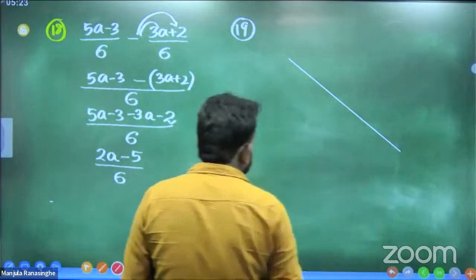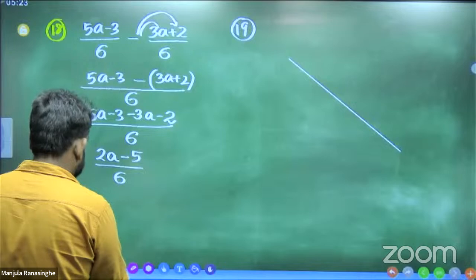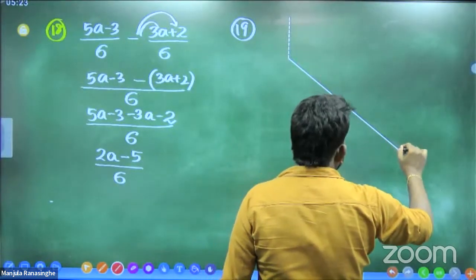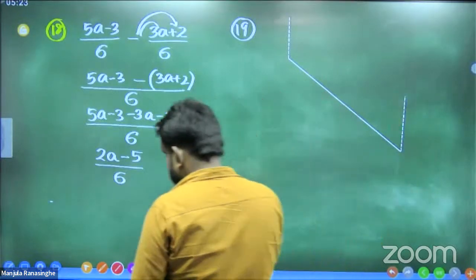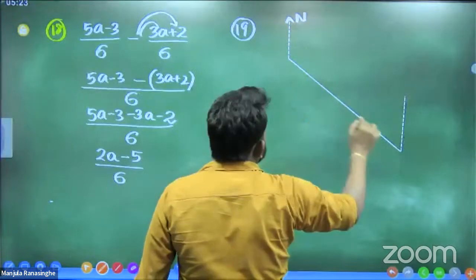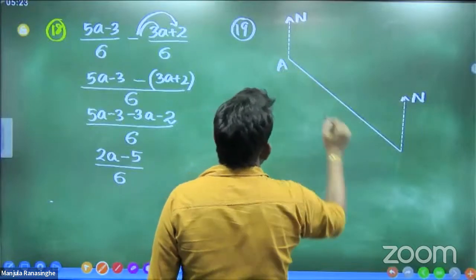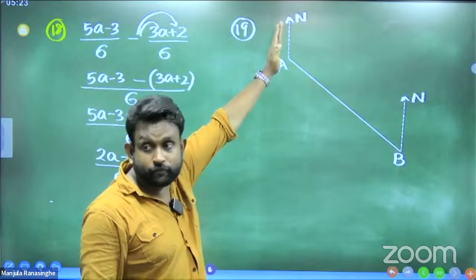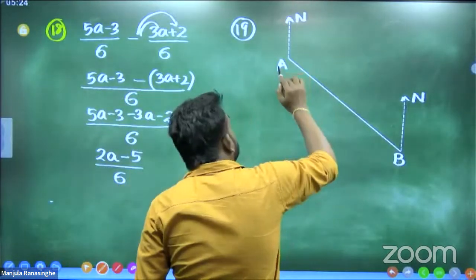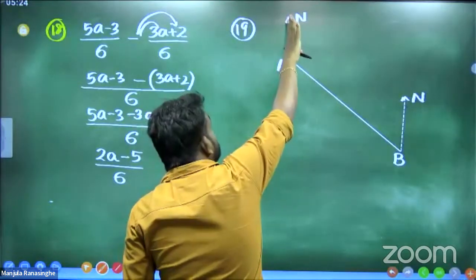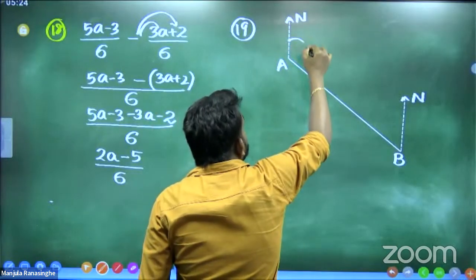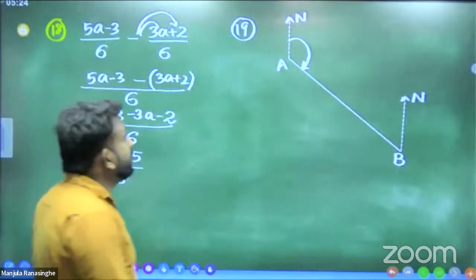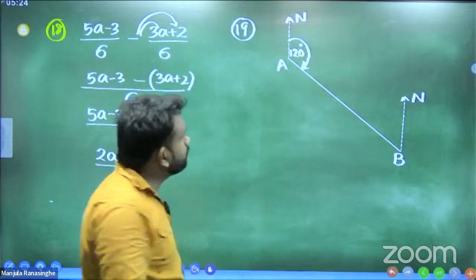Right. Here we have line AB. So we make north here, and here also north. Here north and here also north. Now AB is there. Okay, now check the question. The bearing of B from A is 120. B from A is the important wording, so you make a note there. Then to the clockwise direction, we have 120 degrees. Okay, so that is the mark.